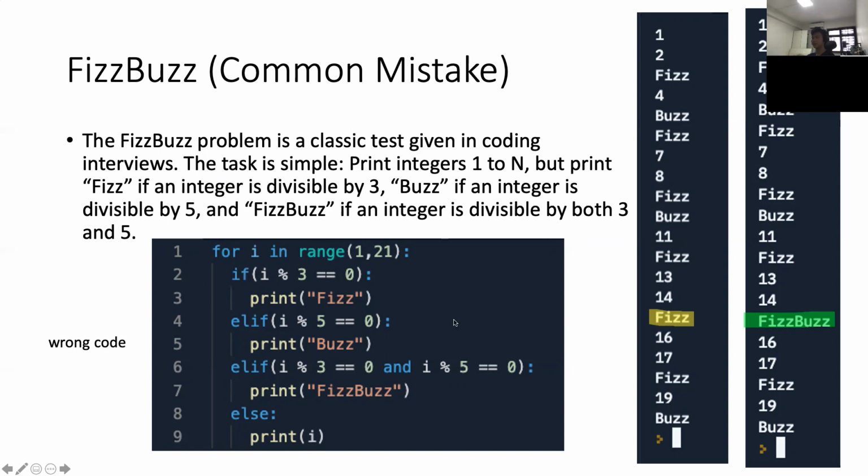So you see that if we run the following code, it looks correct, right? Kind of following the description of the problem, it looks correct. However, there's a problem: when we hit i equals 15, we have Fizz instead of FizzBuzz. So why is that so?